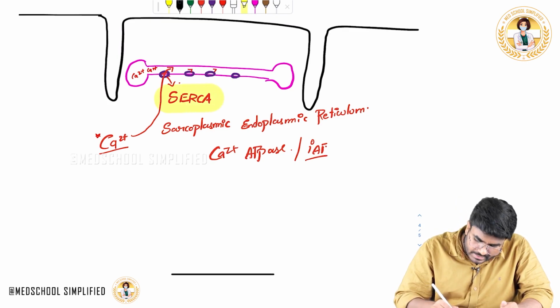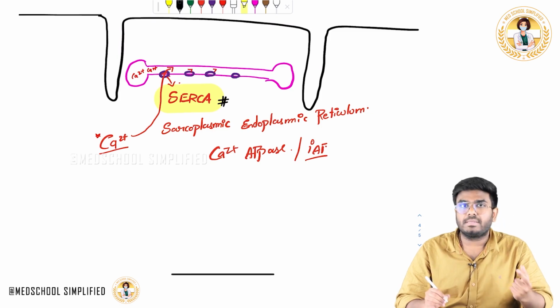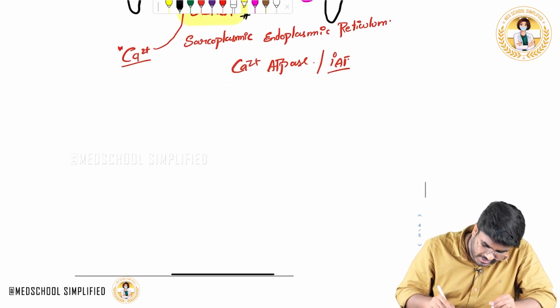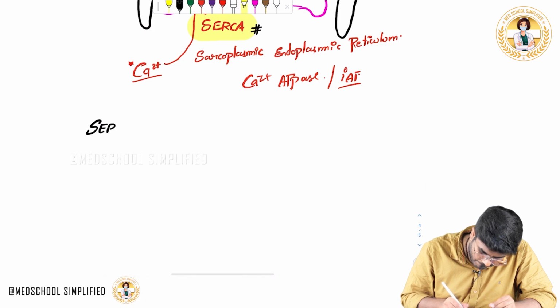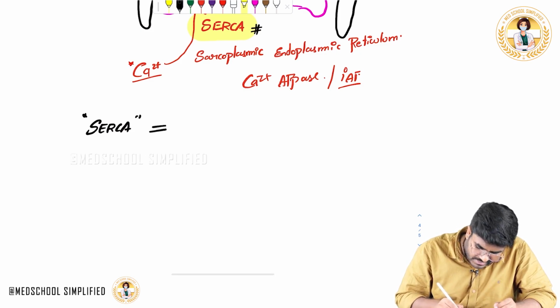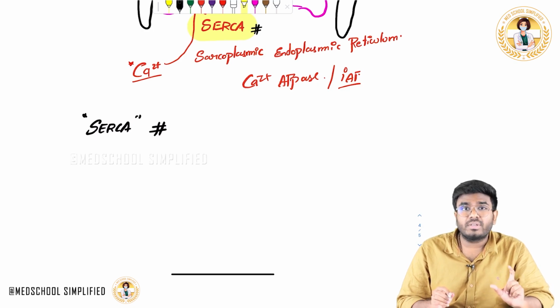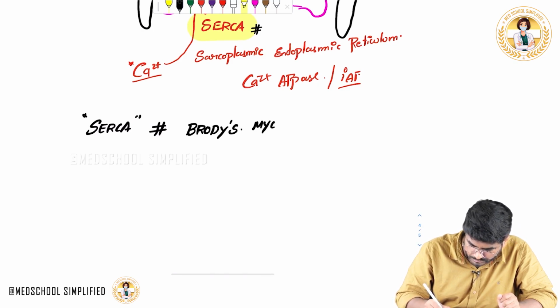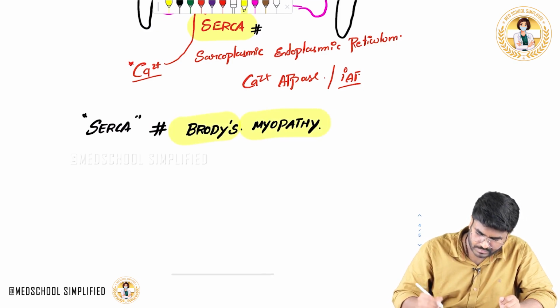Now, an important point is SERCA. When it is damaged, or the gene for SERCA is mutated, it is going to cause myopathies called Brody's myopathies. There is a gene for SERCA called the ATP2A1 gene. So, if this protein is damaged, then it is going to cause Brody's myopathy. Okay. So, that's the MCQ.